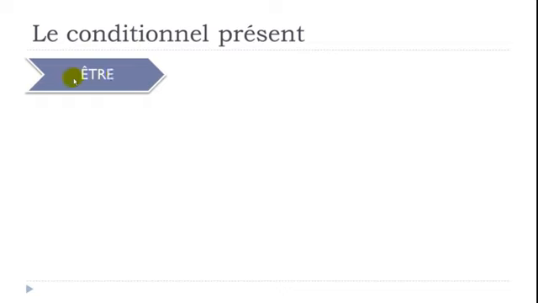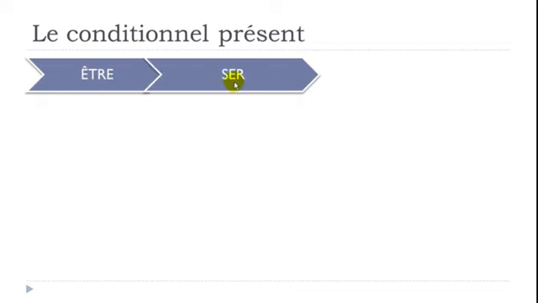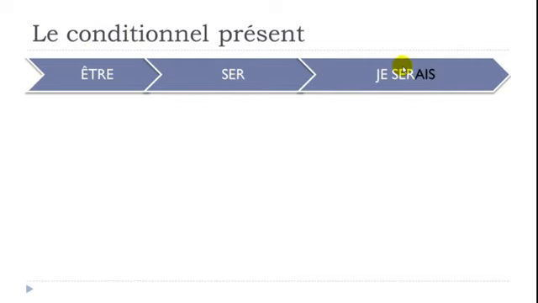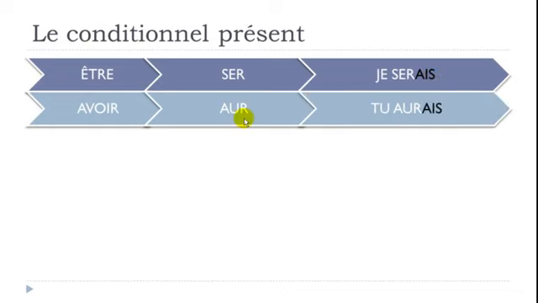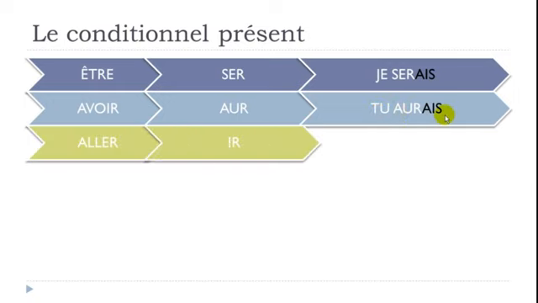So être will become ser. All right? And then after that, you will have to put the endings. Je serais. All right? So you will keep this ser all the time for your conjugation. And after that, you will add all the endings that we saw. Okay? Avoir will become aur. Same thing here. After that, you will add all the endings. So, tu aurais. Aller will become ir.